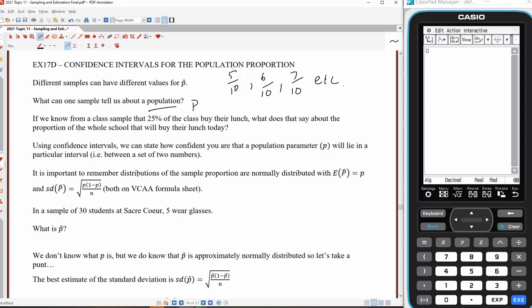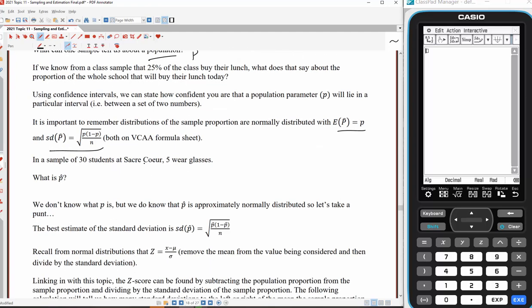So it's important to remember distributions of the sample proportion are normally distributed, with the expected value of the sample proportion being the population proportion and the standard deviation of the sample proportion being this formula here. And again, both of those are on the formula sheet.